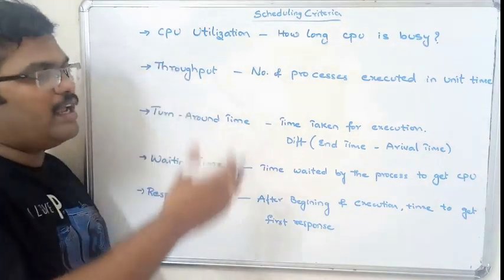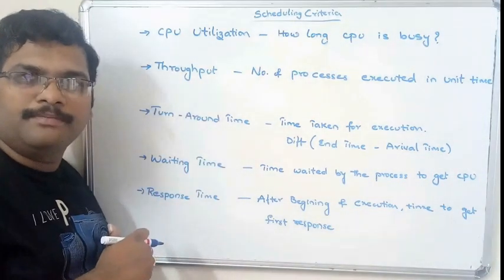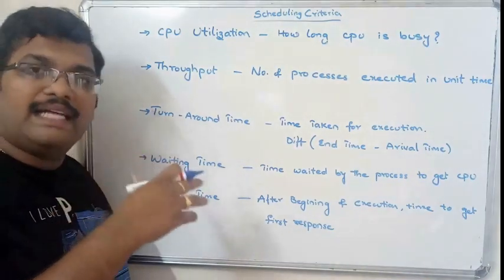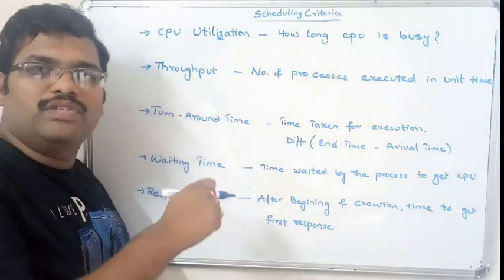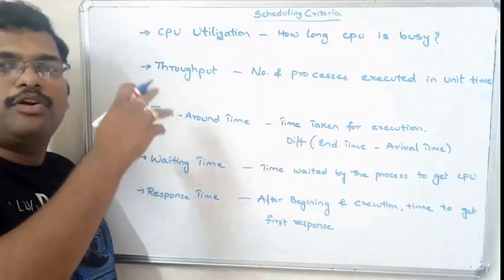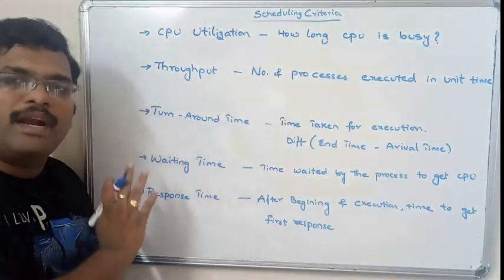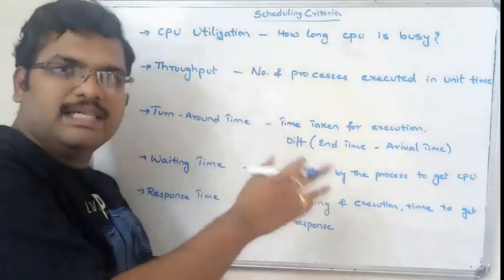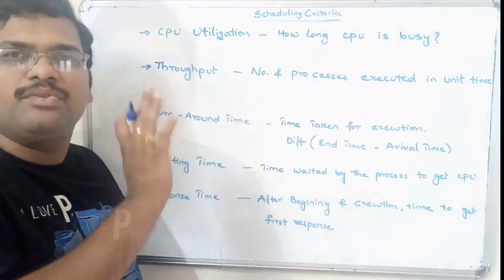This will be taken care of by the short-term scheduler, right? The short-term scheduler's main task is, by using the scheduling algorithms, to move processes from the ready to the running state. That means the process will be allocated to the CPU, or the CPU is allocated to the process.